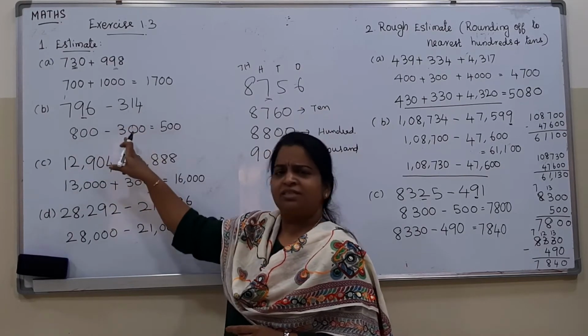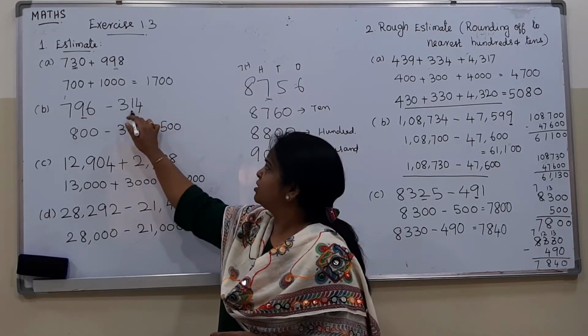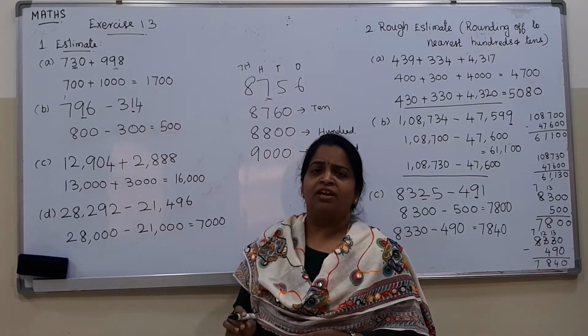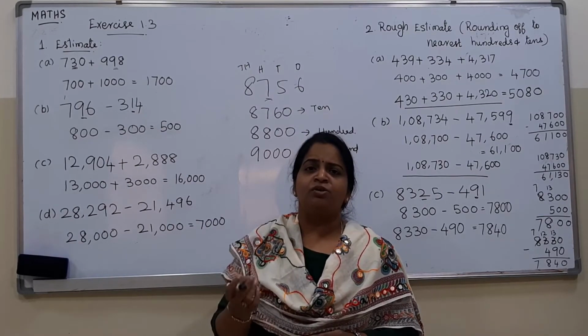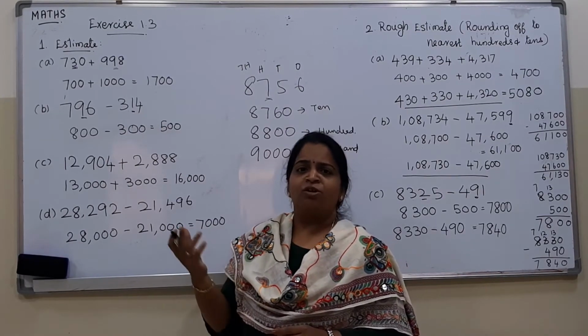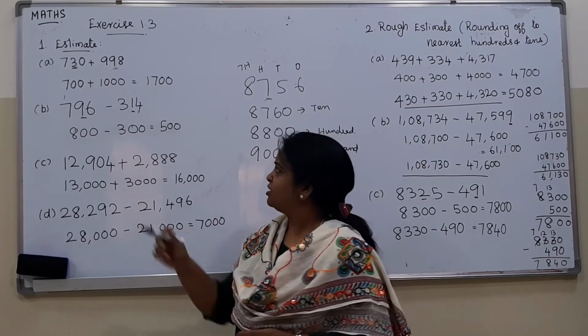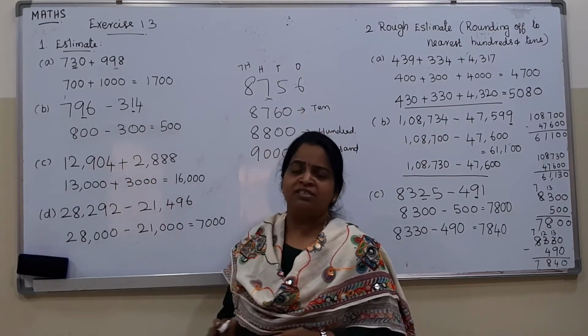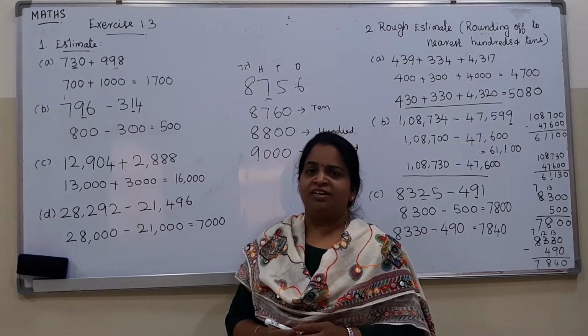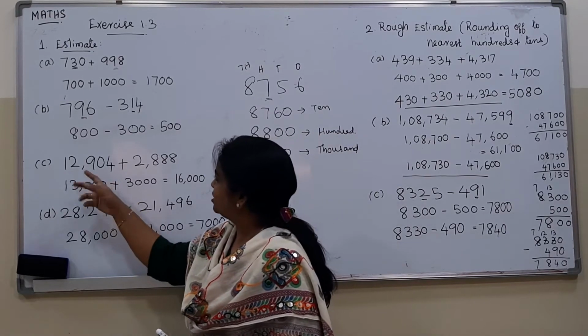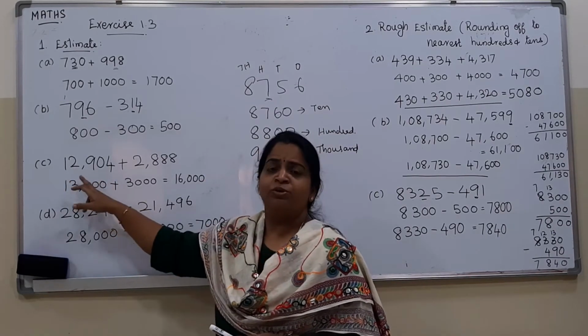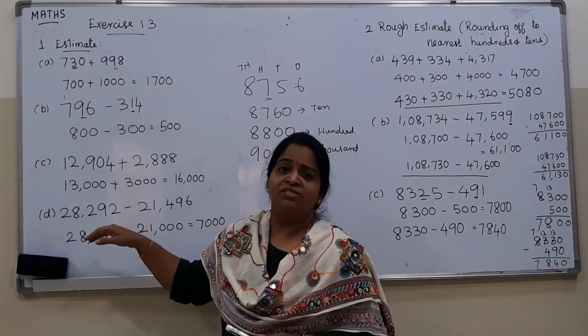This one becomes 300 because it is 1. See, if the number in tens place is 0, 1, 2, 3, 4, we are not going to change anything. Right? So 300. 800 minus 300 is 500. Okay, what is the next number? These numbers we are going to round off near to 1000.